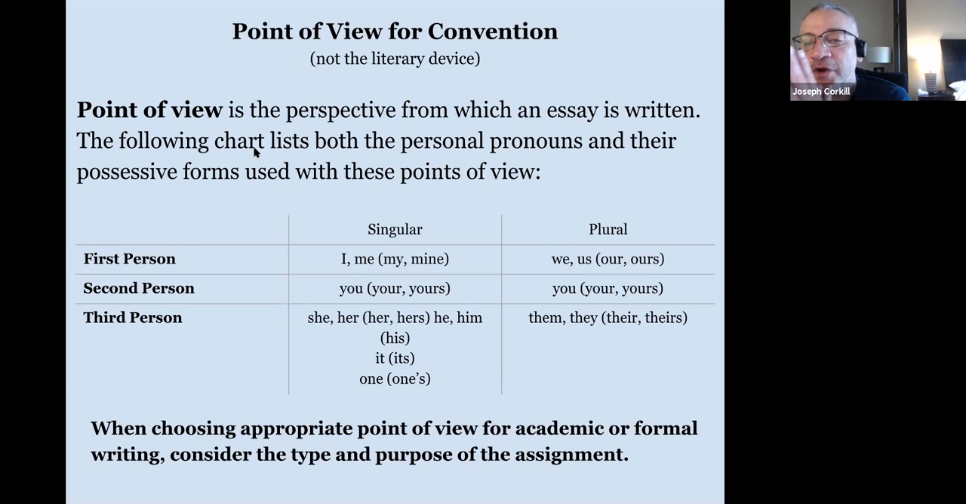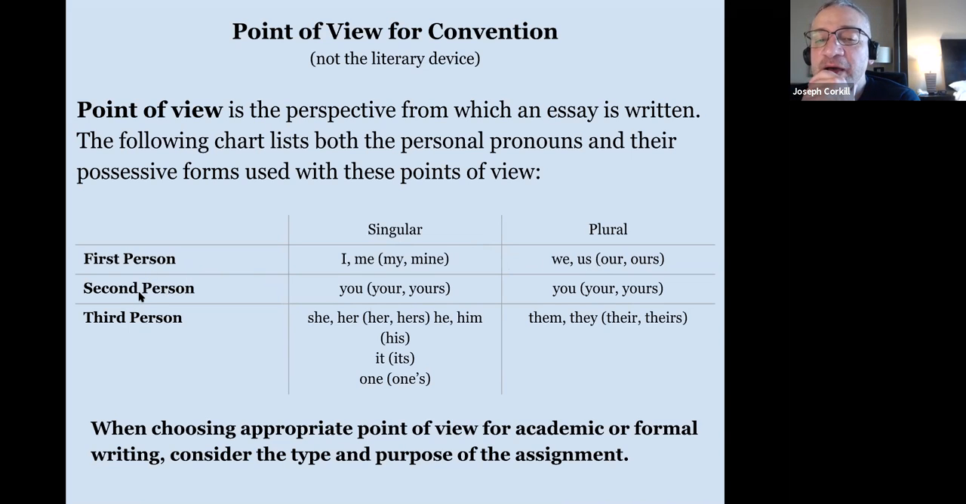The following chart lists both the personal pronouns and the possessive forms used with these points of view. So in English we have first person, second person, and third person, and we have singular and plural. So when somebody says don't write in first person, they mean don't use I, me, my, mine, don't use we, us, our, ours, right?